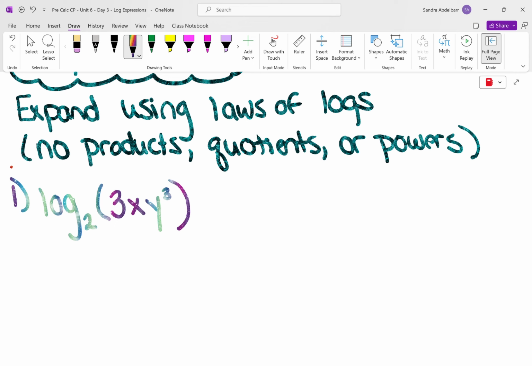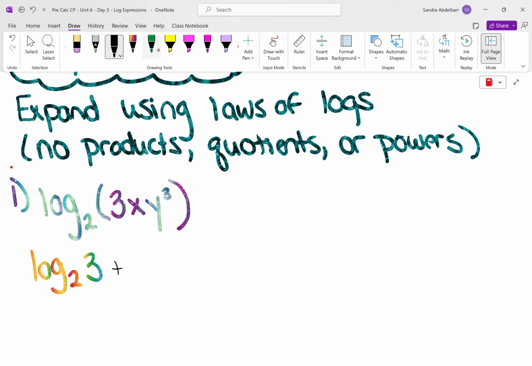Okay, so I want to expand this. In the parenthesis, I have 3xy cubed. Okay, what operation is between all of them? Multiplication. We could split log multiplication into what? Addition. So what is this going to be? It's going to be log base 2 of 3.